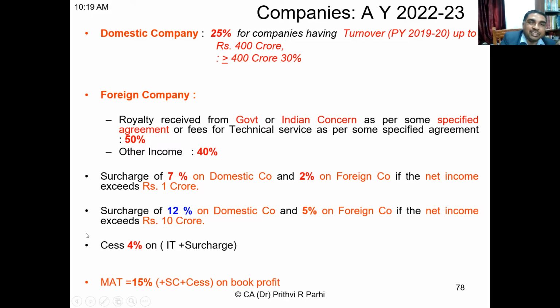If the income consists of a royalty received from the government or an Indian concern as per some specified agreement, explained in the Income Tax Act, or fees for technical services as per a specified agreement, so either royalty income or fees for technical services, then the rate of tax is 50%. But for other types of income, let us say business income or trading income, it is 40%. The 50% applies provided it is received from the government or an Indian concern as per a specified agreement.